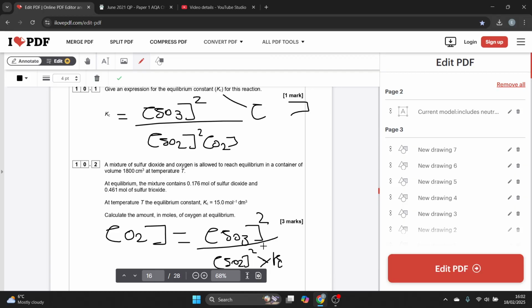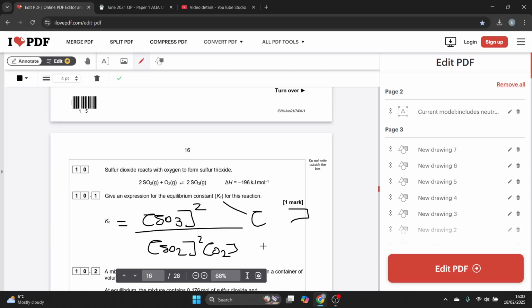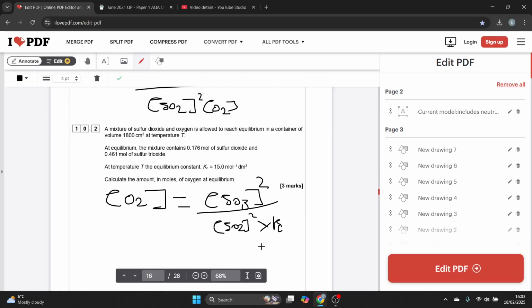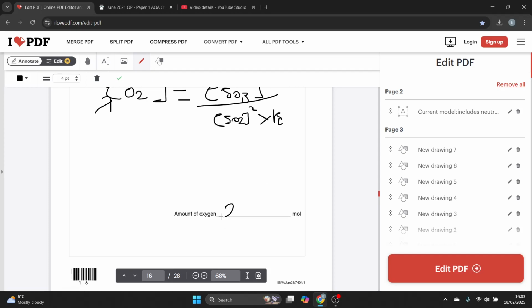So 1.80 squared divided by SO3 squared, right? Yes. Divided by SO2 squared, sulfur dioxide, 0.176 divided by 1.80 squared, times by Kc, 15. That gives me the concentration of oxygen. I want the moles, so my answer is the concentration times by the volume, which is 1.80 in moles per decimeter cubed. I get 0.823. Perfect.